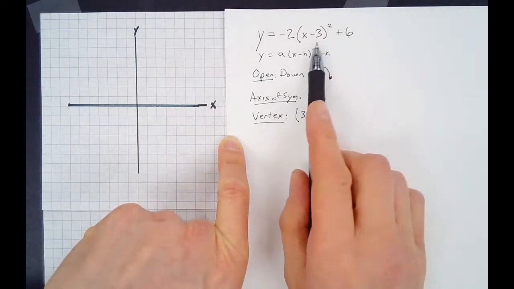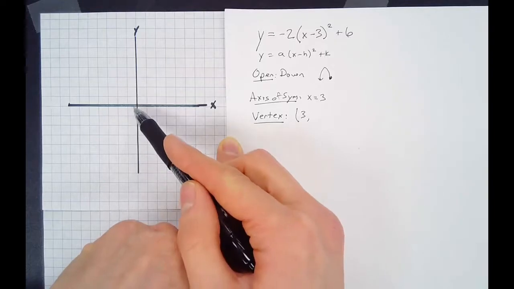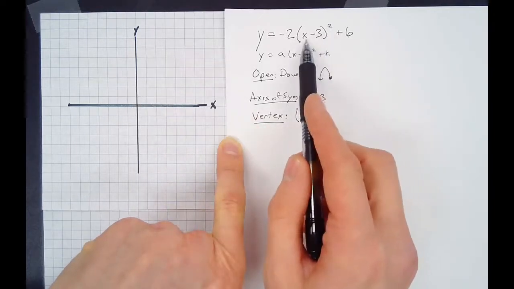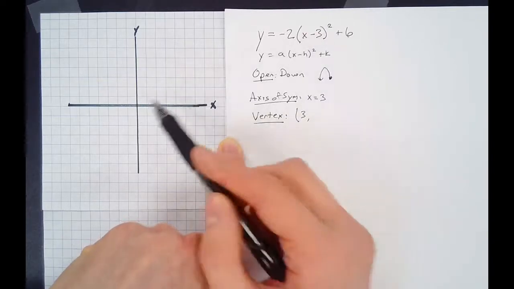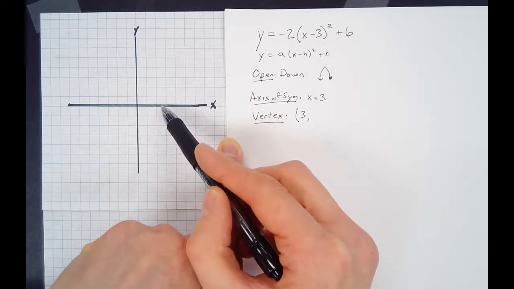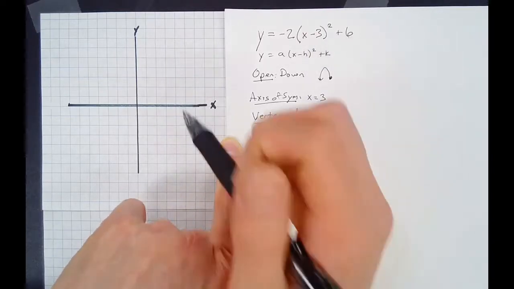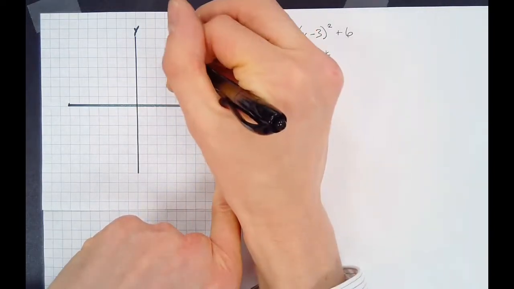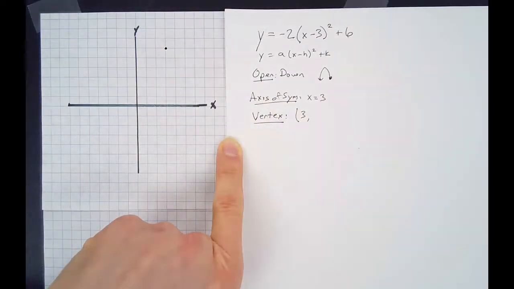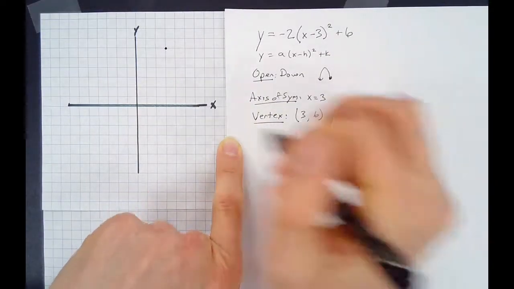If you think about it, the parent function of the quadratic starts at the origin. And then this tells me shifted to the right 3 units, and then this part tells me up 6. So I'm just going to go ahead and plot that point. Okay, and that's the vertex, 3, 6.